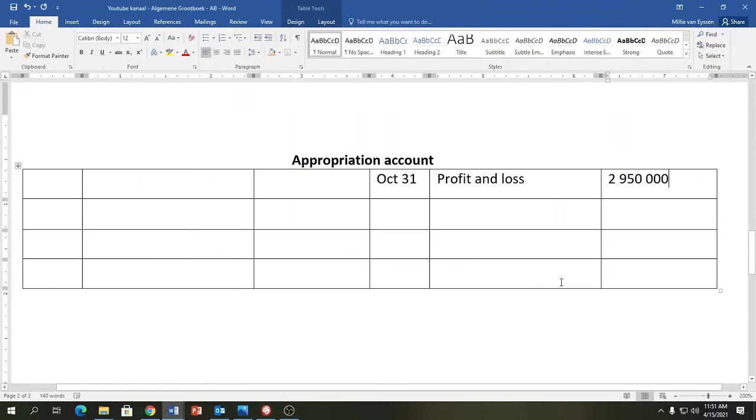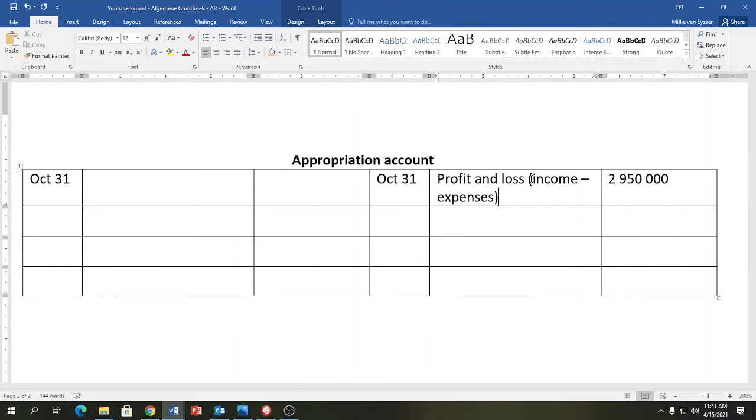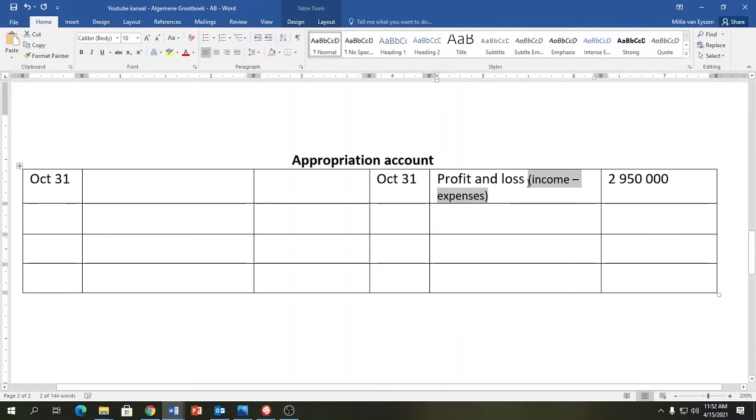So now I go back to my answer book and I start with my appropriation account because at the end of the year, I have to pay three things with my net profit. This net profit is now my income, all the income of the company, minus all the expenses of the company. They've done that already and they are giving me a net profit. Now I still have to make three additional entries.